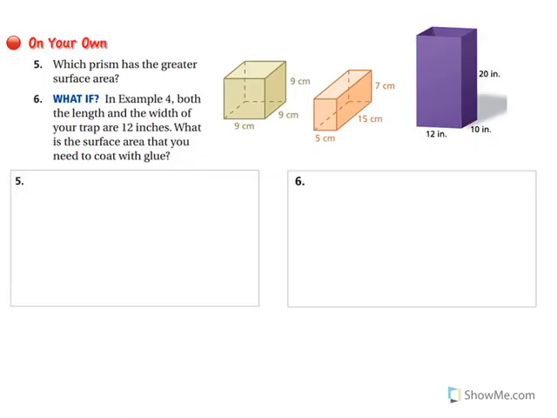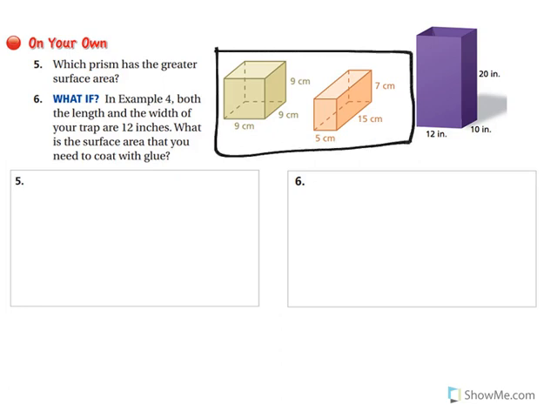Let's look at them. Number 5 says, which prism has the greater surface area? Because yours looks a little different than mine, you're referring to these 2 prisms. You're going to have to find the area of both prisms. One is a cube, one is a rectangular prism, and then tell me which one has the greater surface area. And then for our next problem, the what if, you're using this part for number 6, this purple one. So go ahead and give this a try, see how you do.